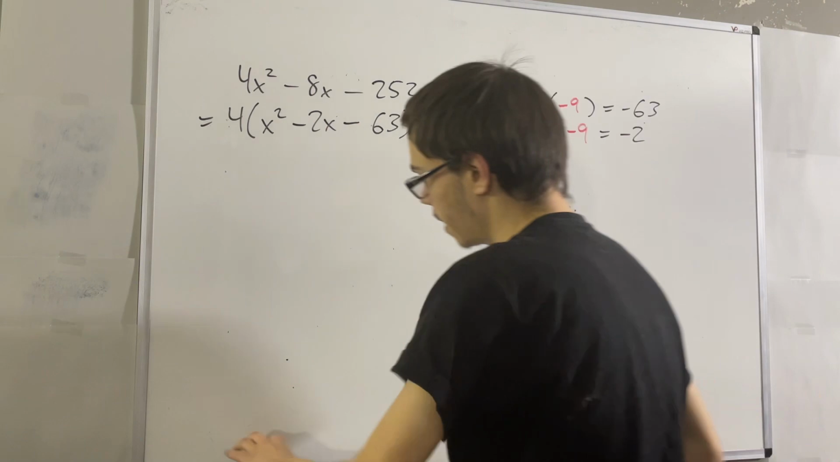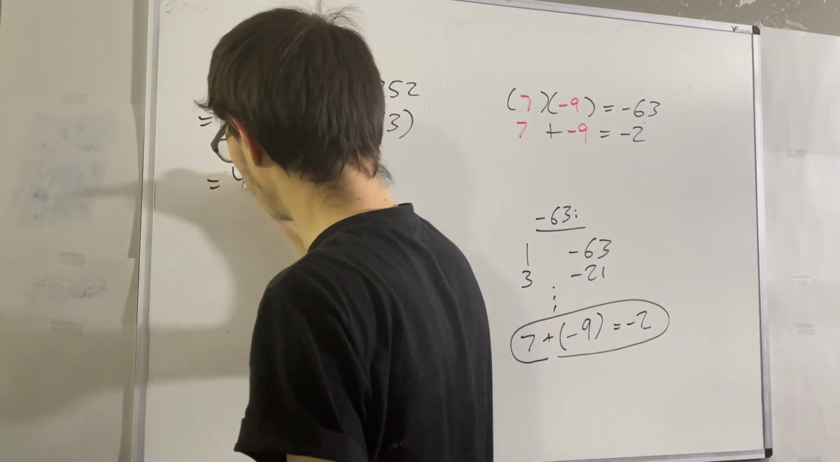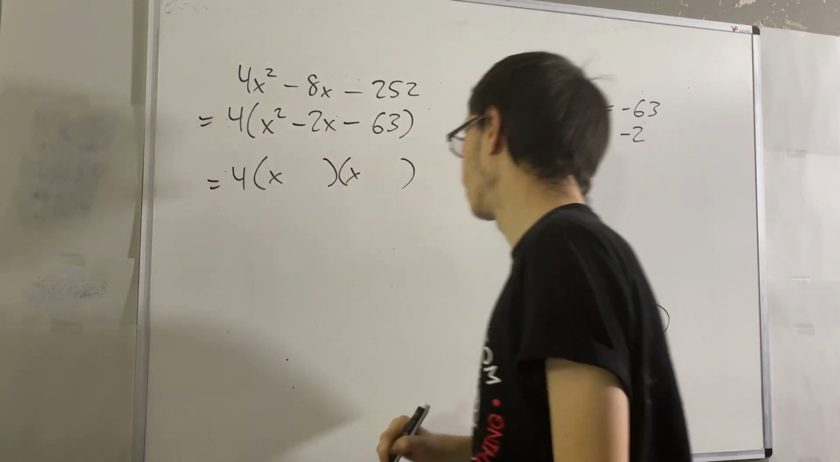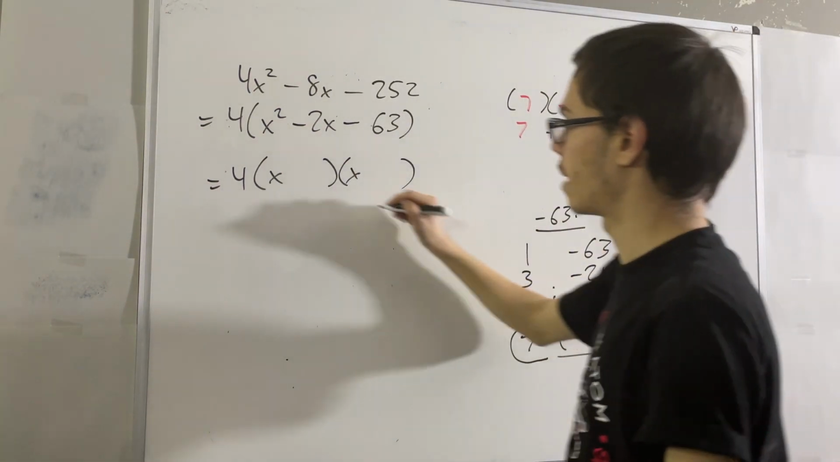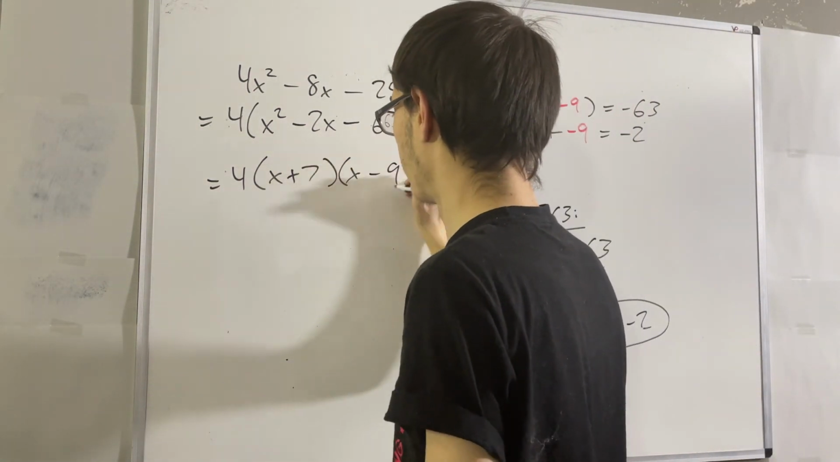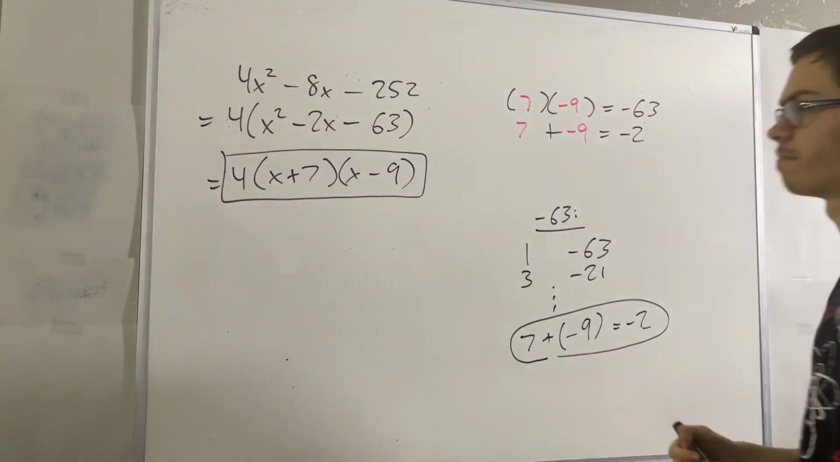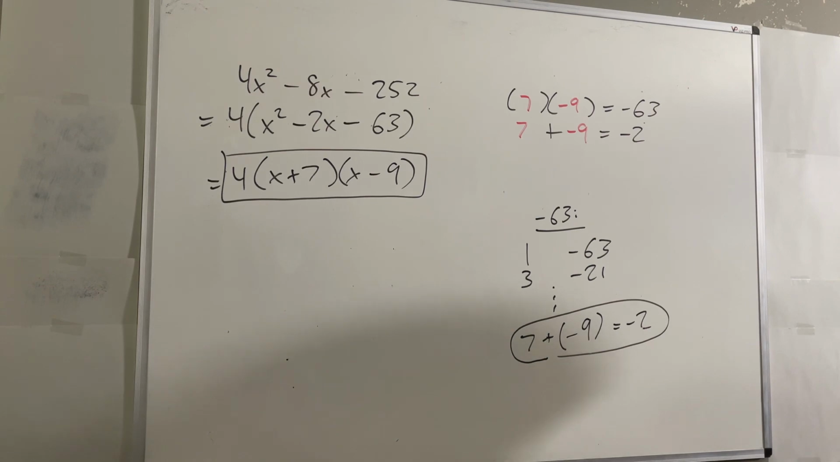So now that we have that, we can now factor this to saying we're going to have x here and x here. We have 7 and negative 9, so that would be it. So plus 7 minus 9. And that's it. Now we have completely factored this.